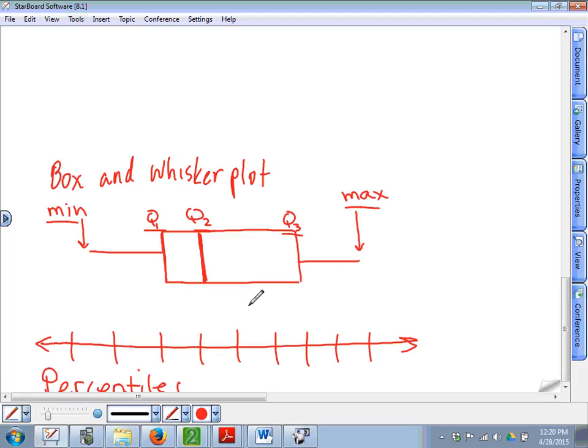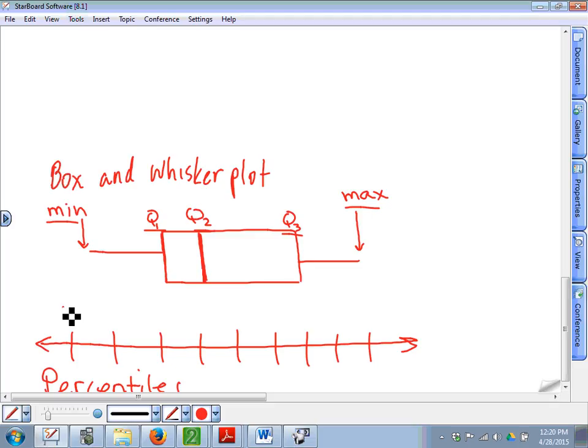Why don't they call it the box? So, to make this more accurate, you're not just going to have a box and whisker plot. It needs to be above a number line. Because if you're just looking at the box and whisker plot, how do you know what the minimum is, or what the maximum is? You've got to have a number line underneath it to give it value.